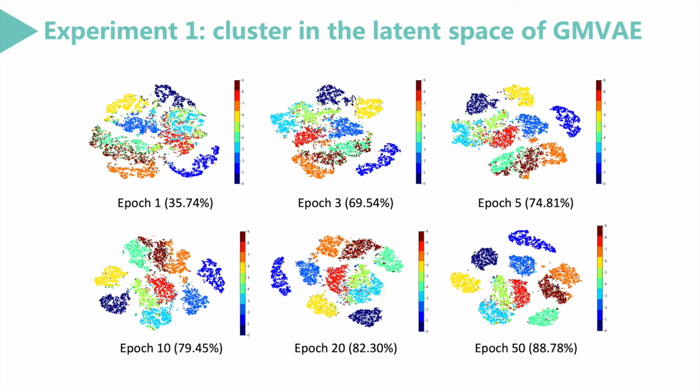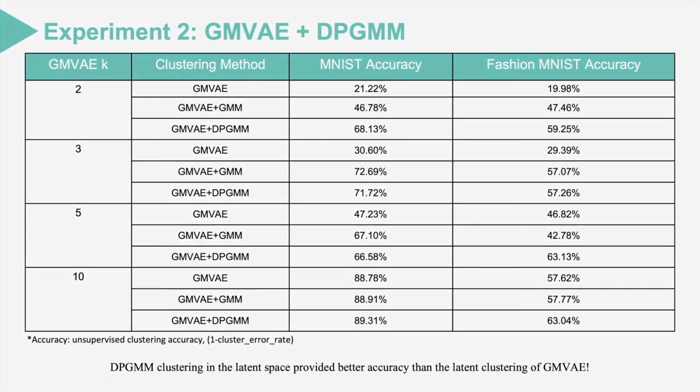This experiment shows how data is clustered in latent space learned by GMVAE during training on MNIST. Different colors indicate different ground truth classes, and the clustering accuracy at the corresponding epoch is reported in the bracket. It is clear to say that latent representation becomes more and more suitable for clustering during training, which can also be proved by the increasing clustering accuracy.